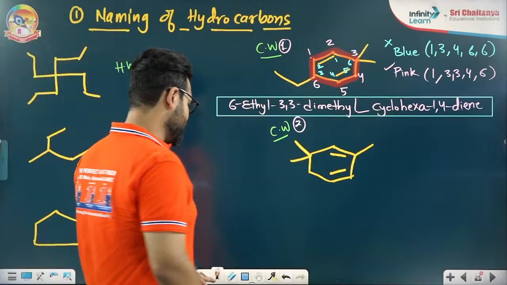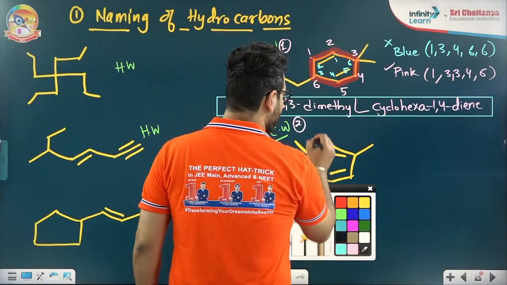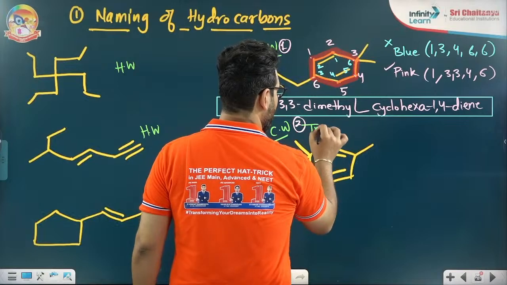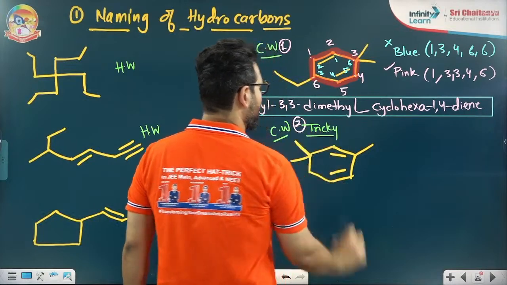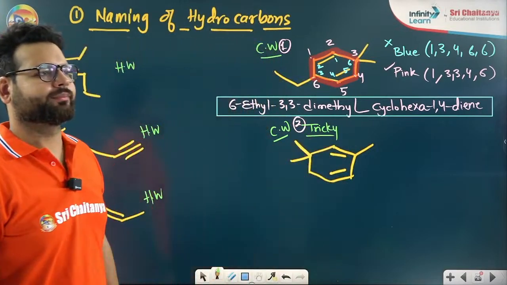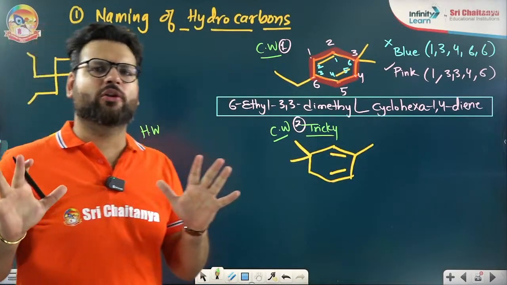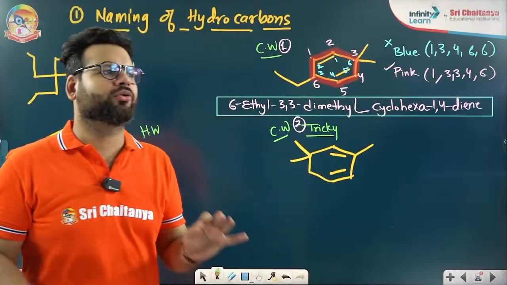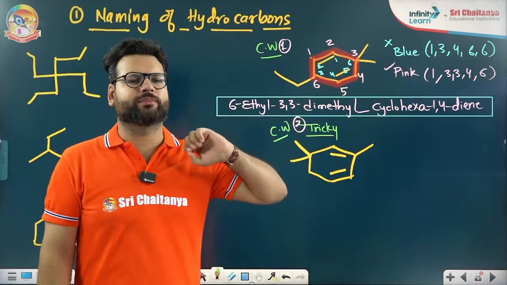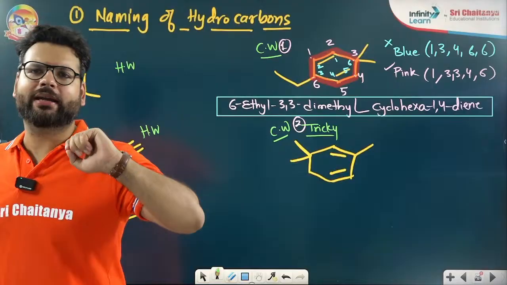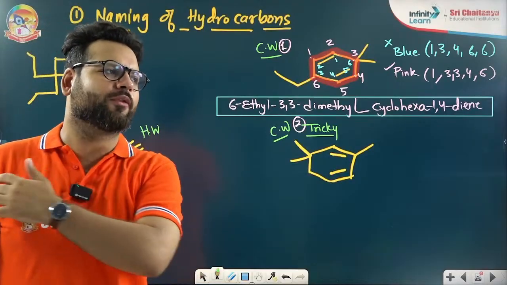Very tricky. Next one is also tricky. I can take one more class for nomenclature. I don't have a problem. But you should understand. Is it clear to everyone? I can go on one more class for nomenclature if you want.